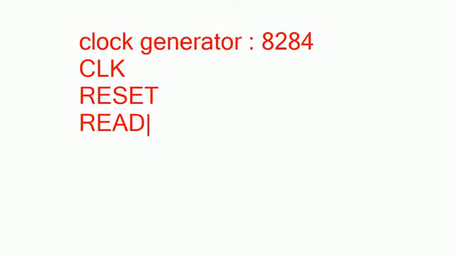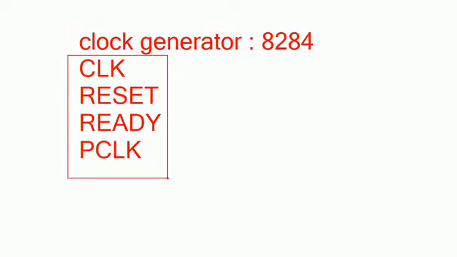8284 is a clock generator which is used in a microprocessor-based system, that is the 8086 microprocessor, to provide the required amount of clock signals. This 8284 is not only providing the CLK clock signal required by the microprocessor, it is also providing the reset signal and ready signal. Along with this, we have one more, which is the peripheral clock. These are the 4 signals which come as outputs from the clock generator.